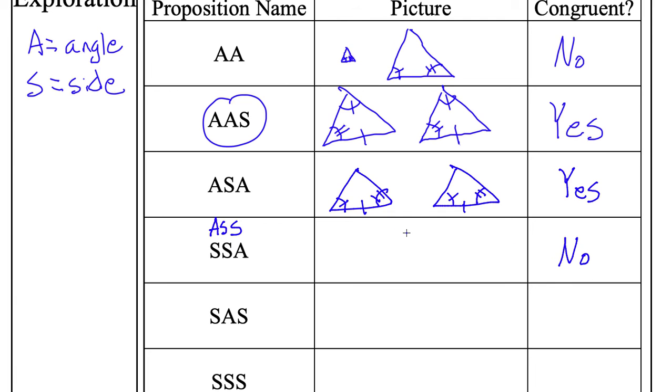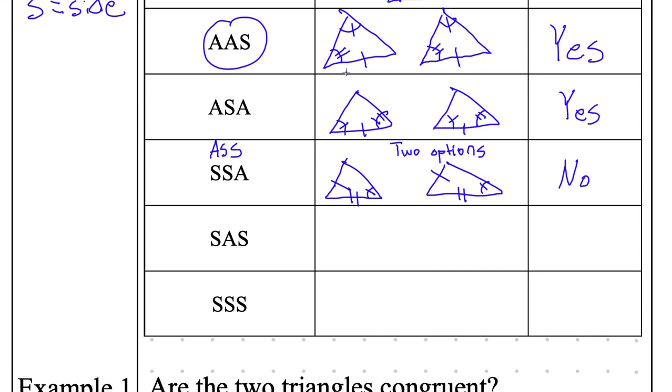So the main thing to know here is that there are two options. One that works, one that does not. But side-side-angle, the way that you would annotate it, you'd have two triangles where you'd have a side, another side, and then an angle. That one does not work. And what you should have found was side-angle-side does work, and side-side-side also does work.